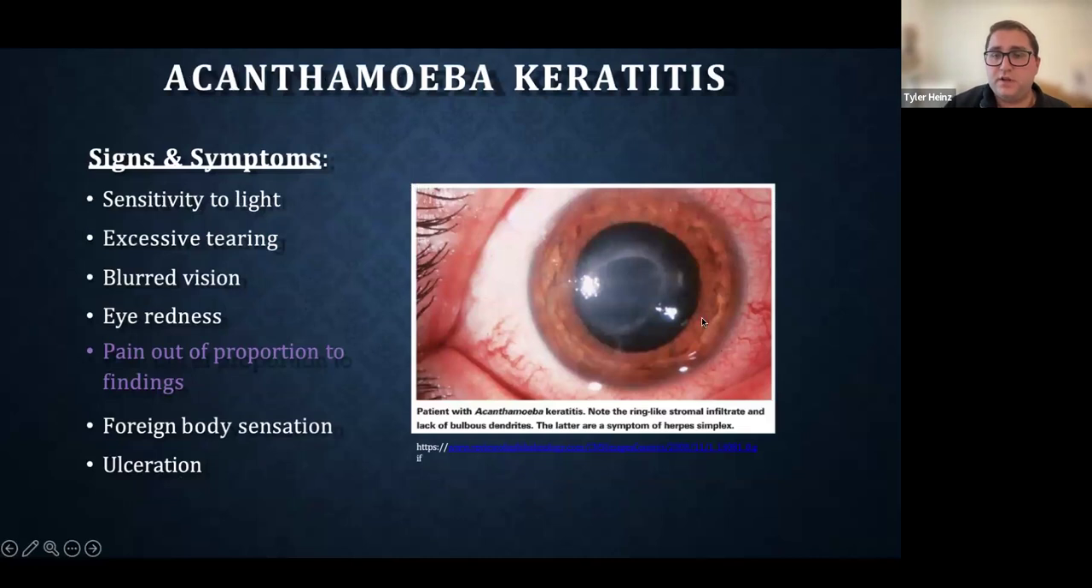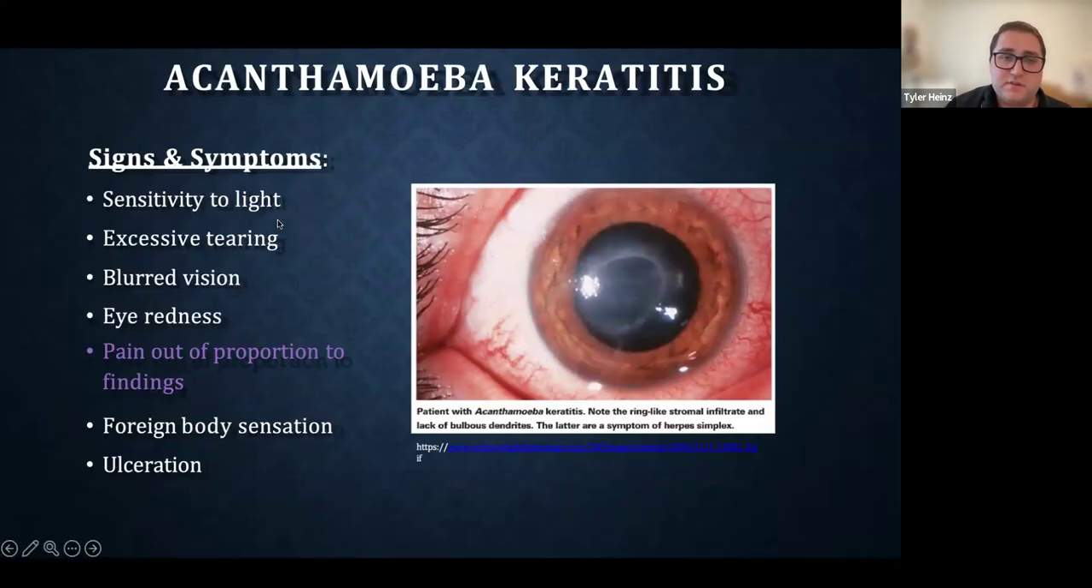So here's one of the earlier stages of acanthamoeba. I have a picture on the next slide that's going to be a lot more detrimental. But again, your acanthamoeba signs and symptoms are going to be your basic signs and symptoms for everything with your eye condition. So again, I can't stress it enough: your biggest thing is going to be your history. That's how you're really going to get most of the information that you need.